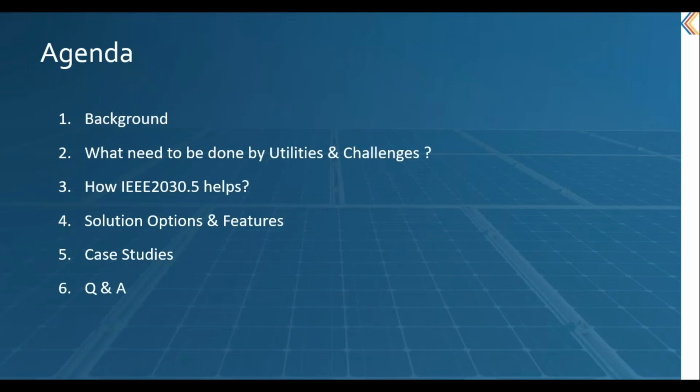So here is the agenda, or topics, which will be covered in this session. First, we will explore the background of DER and why DER integration is important. Then we can look at the options for utilities to integrate DER assets and what the challenges are. How IEEE2030 helps in achieving this objective. What are the different solutions, and the features of the solutions, built on top of IEEE2030 provided by Calcitech. We can also look at a couple of case studies before winding up the session.